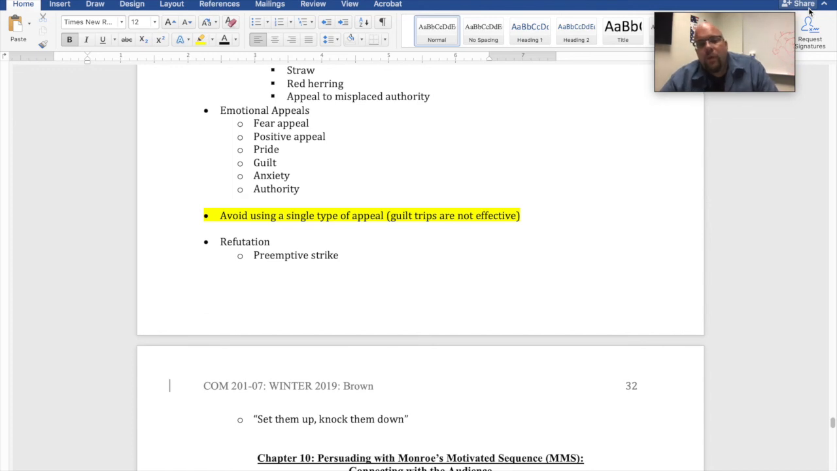But what you want to remember with refutation is that if there is a common argument that is counter to the one that you're making, don't hide from it or try to keep it away from your audience. Highlight it, really bring a lot of attention to it, and then refute it, break it down.